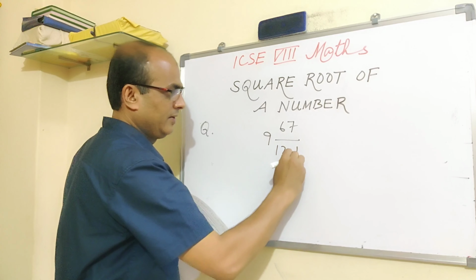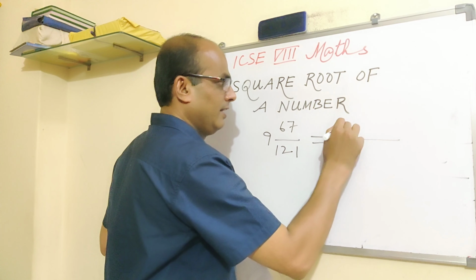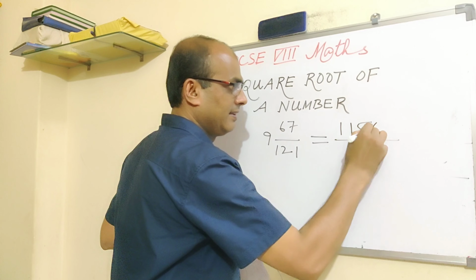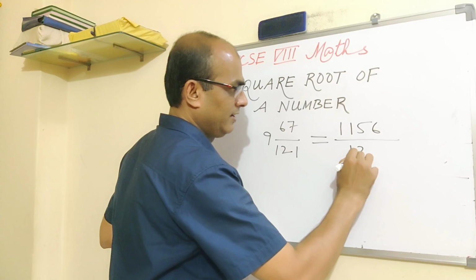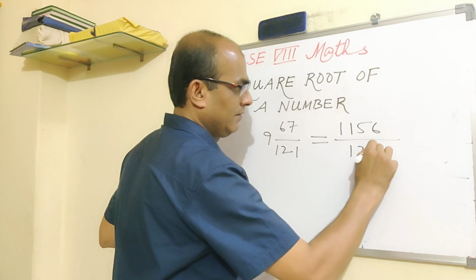So first of all, you have to convert this mixed fraction into an improper fraction. That is 121 into 9, plus 67. 121 nines are, and what you are getting, you add 67 to that. So finally you are getting 1156 whole divided by 121. Now you find out the square root of this separately, and the square root of this separately, and you know how to find out the square root of this and this separately by finding out the prime factors. Alright, so it's so easy.